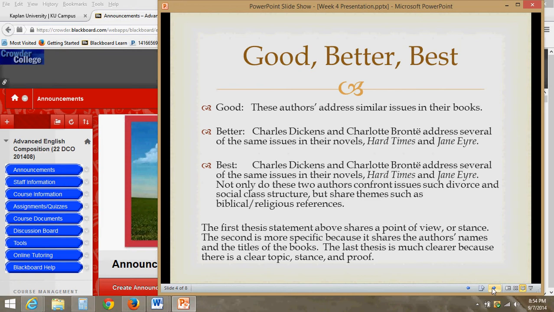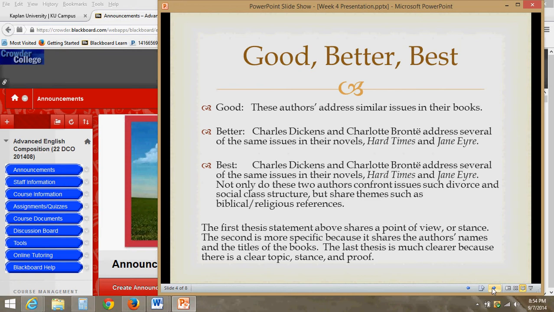Now, this could even go further. The thesis statement can be 1 or 2 sentences long. So if you feel like you can't get all the information in 1 sentence, feel free to write 2. Try not to go over that. But the last sentence or last statement is the more complete, the best thesis statement of the three. So let's go ahead and read that.